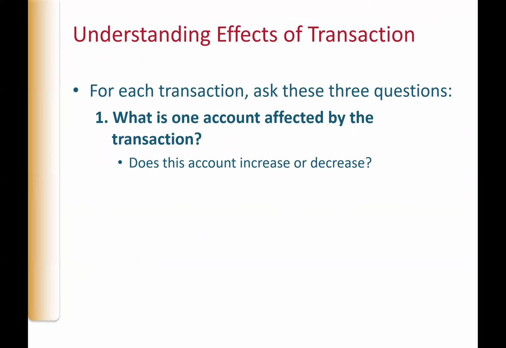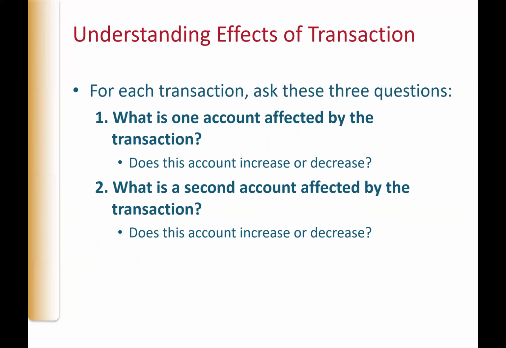So each transaction we look at, we're going to go, okay, what's one account that's been affected? Does this account increase or does this account decrease? And then what's the second account affected by this transaction? And is this account increasing or decreasing? Because you're always going to have at least two accounts that are going to be affected by every transaction we do.